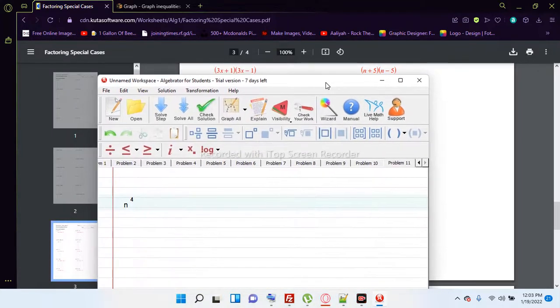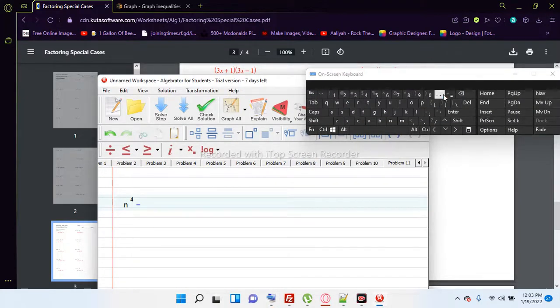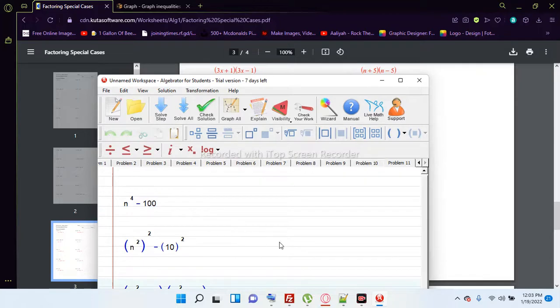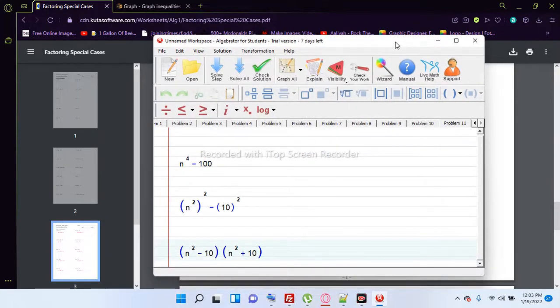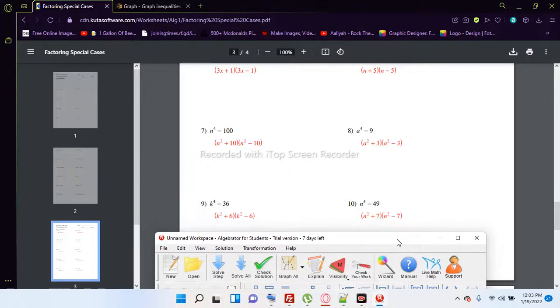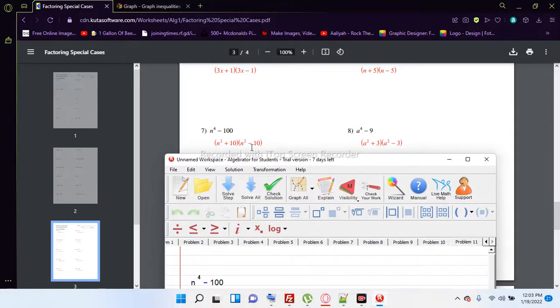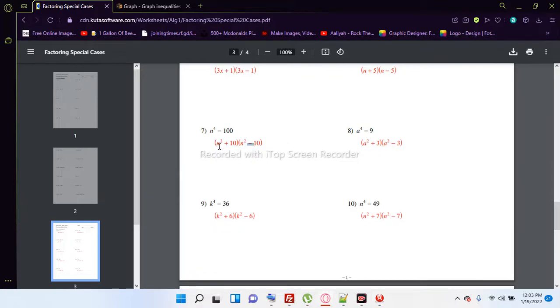So we're doing it this way. N to the 4th minus 100. Yes. N to the 4th. Okay? Minus 100. Now you go to solve all. And if you look, n squared minus 10, parentheses n squared plus 10. You see n squared plus 10, n squared minus 10.